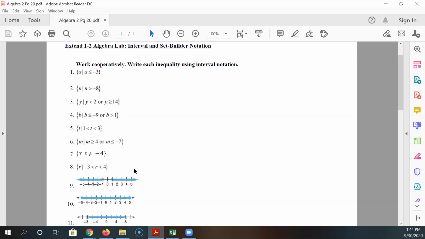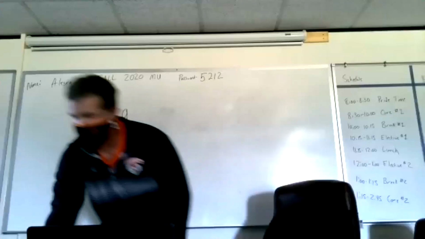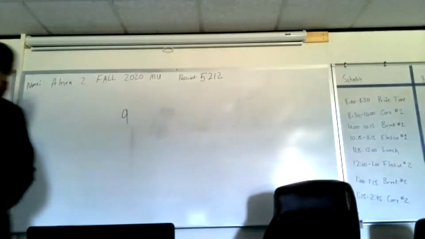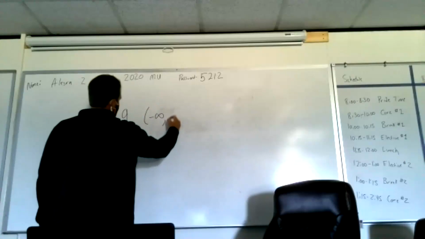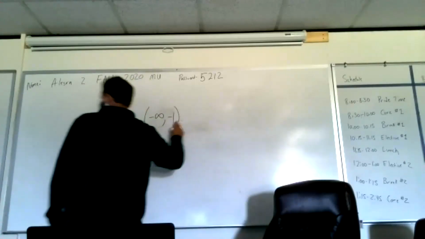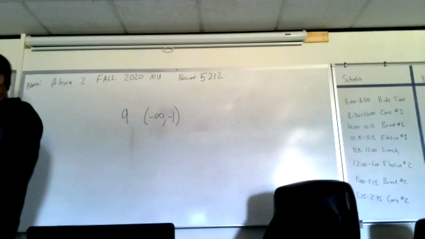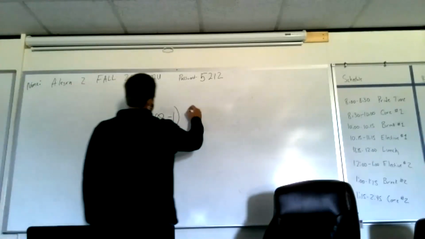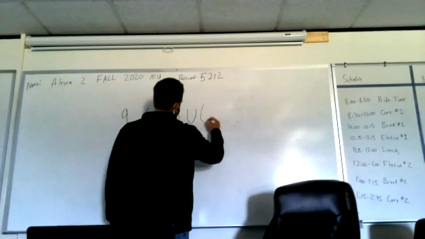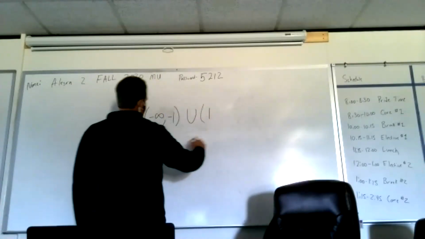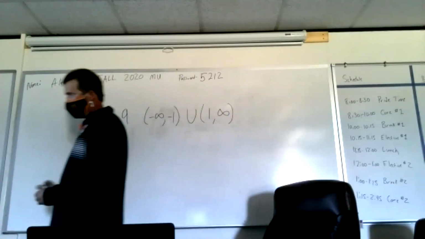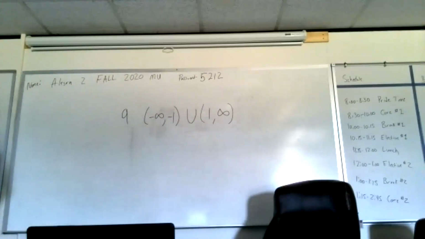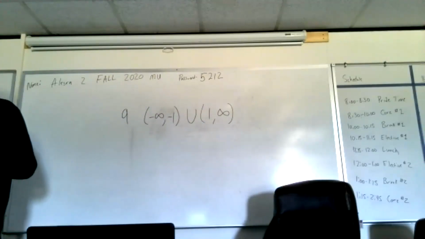So our answer for number 9, once again, is an unbounded interval from -infinity up to -1 with a parenthesis, because the open circle says that -1 is not included. And then the union with this interval from 1, once again not included, to positive infinity. Okay, making sense?